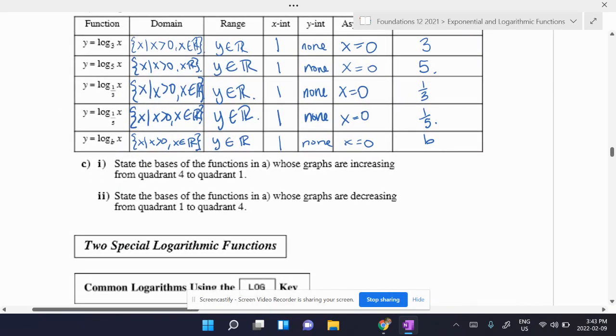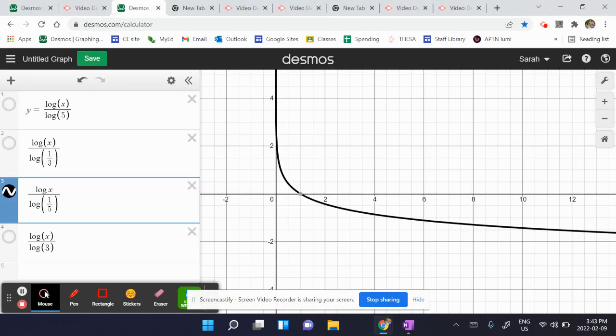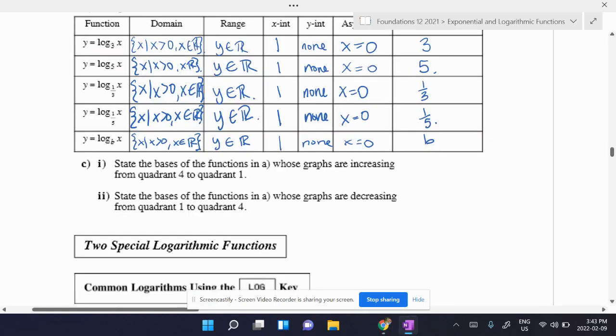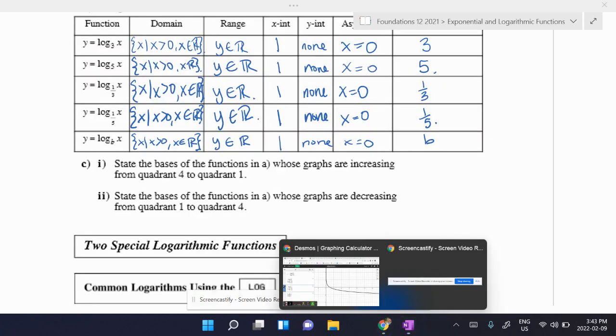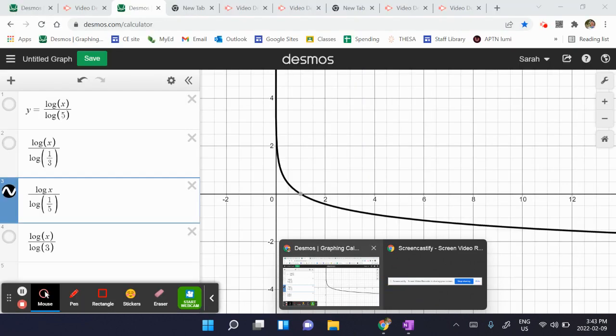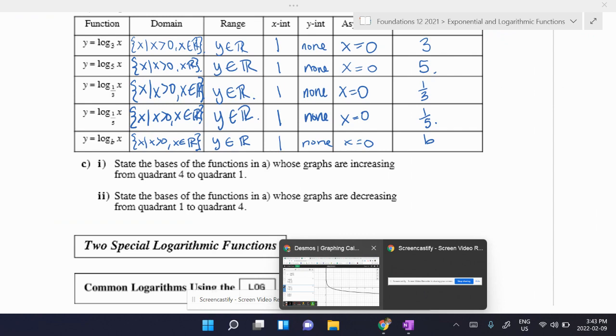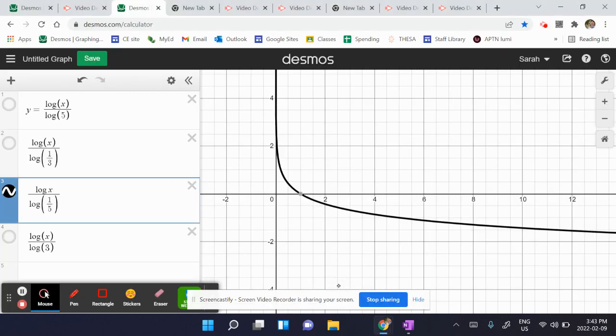State the base of the functions in A whose graphs are increasing from quadrant 4 to quadrant 1. Quadrant 4 to quadrant 1, increasing. So if I look at this, I would say this is going from quadrant 1 decreasing into quadrant 4. I would say the same for this one, right? Starting in quadrant 1 and decreasing into quadrant 4.